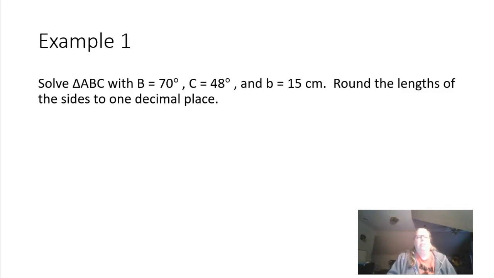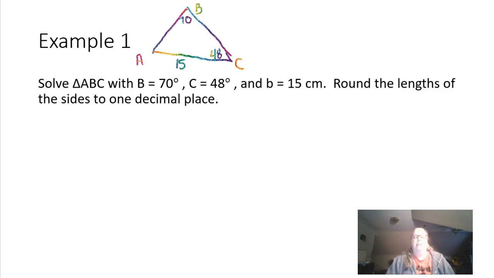Okay, first thing we're going to do is draw a picture of our triangle. I'm just going to put a regular old triangle up here. I know it looks isosceles, but it's not really supposed to be. Here is angle A, here is angle B, down here is angle C, which they told me was 48 degrees, and angle B up here, which they told me was equal to 70 degrees, and then side B right here, which is equal to 15 centimeters. And we have to find side C, side A, and angle A.